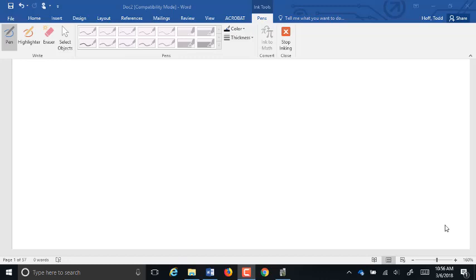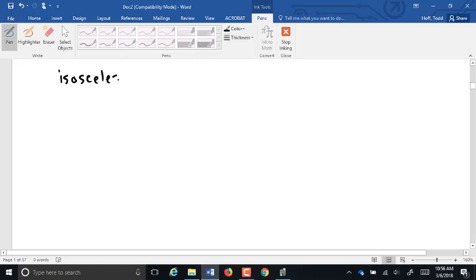Okay, so we've looked at some of these triangles. We talked about the term isosceles. What does isosceles mean? Two sides are the same. So it can look like that. That would be an acute isosceles triangle.